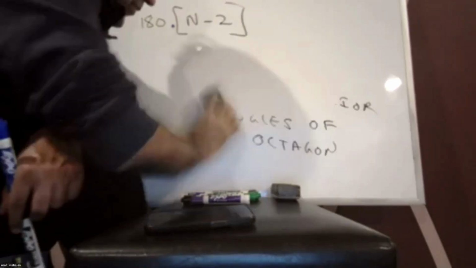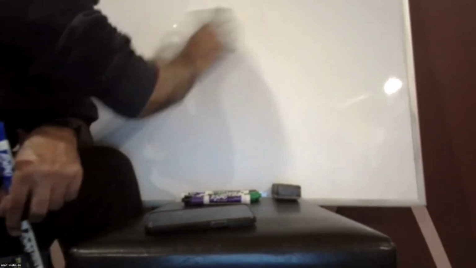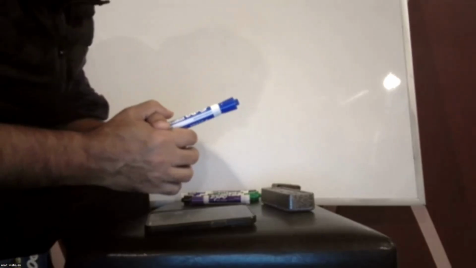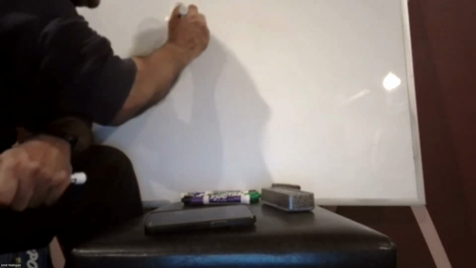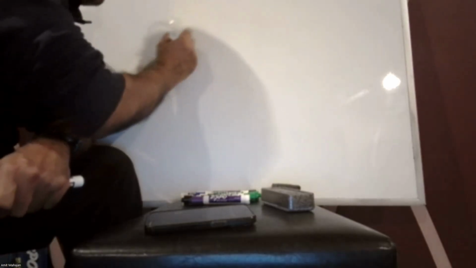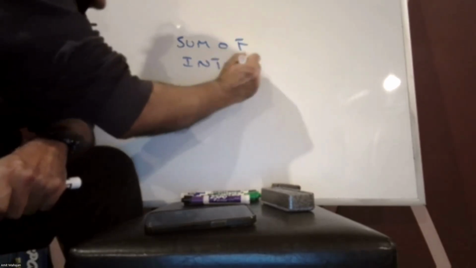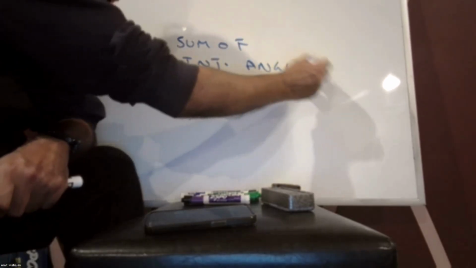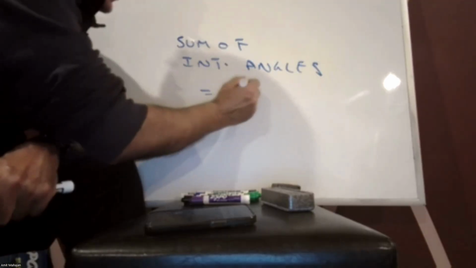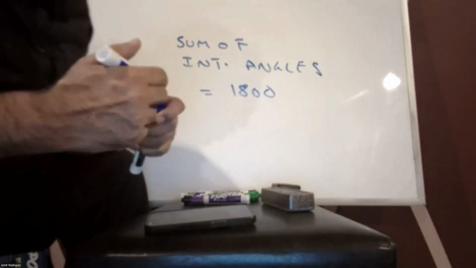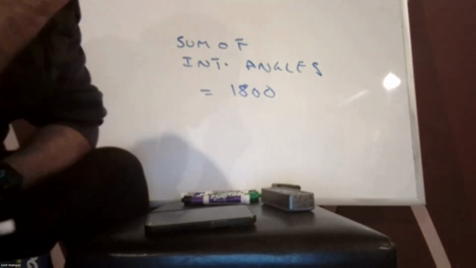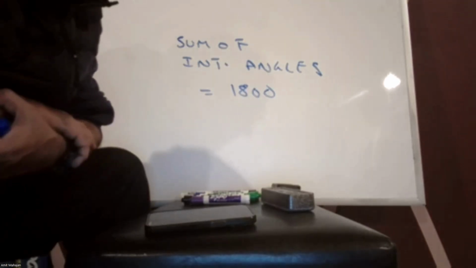All right, guys. Now, this question I'm going to ask you, if you were paying attention, you will be able to answer. The sum of the interior angles of this shape equals 1800. What is this shape? What is this shape?